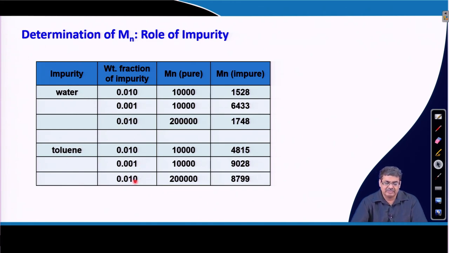Similarly, if we had 1 weight percent toluene, because toluene has a higher molecular weight, the number of molecules will be less, hence the error is comparatively less compared to water. So, you need to remember that while using these colligative property measurement techniques, we must be very careful about the impurities present in the solution.